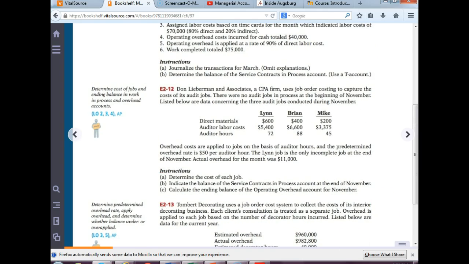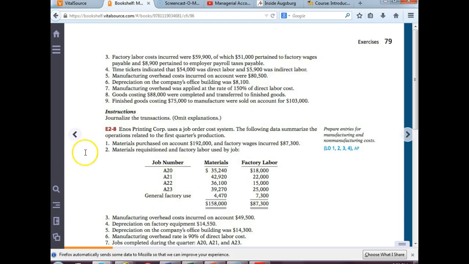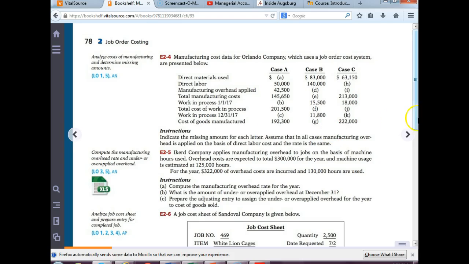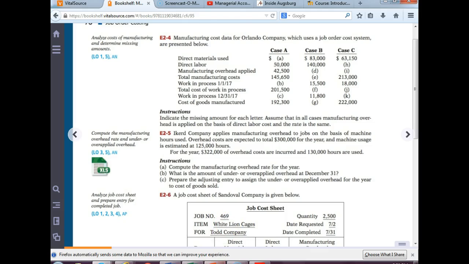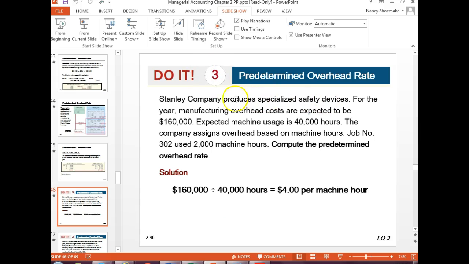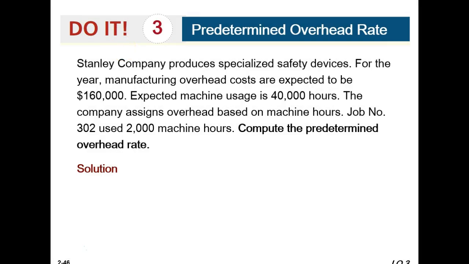Which other problems were we going to do? I think we're going to do 2.5. Okay, 2.5. Let's go back to the PowerPoint before we start on 2.5, though. So let's look at how we calculate the predetermined overhead rates again. Okay?